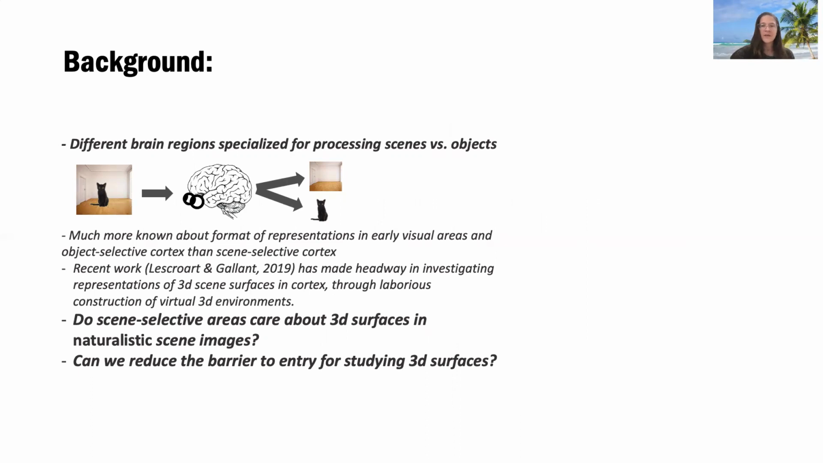One important and hard to study question is how and whether our visual system represents the configuration of major surfaces of a scene. Some recent work has made headway in this question through constructing virtual 3D environments, which allowed them to model voxel responses based on ground truth 3D characteristics of scenes.